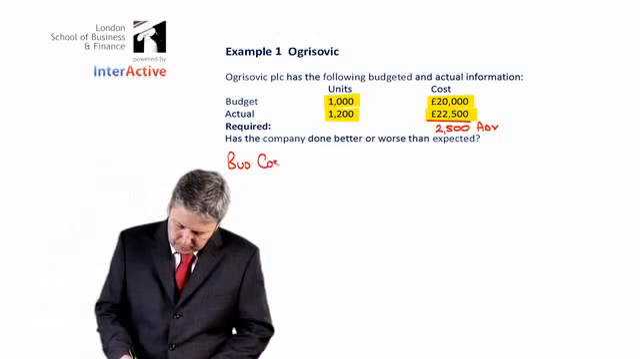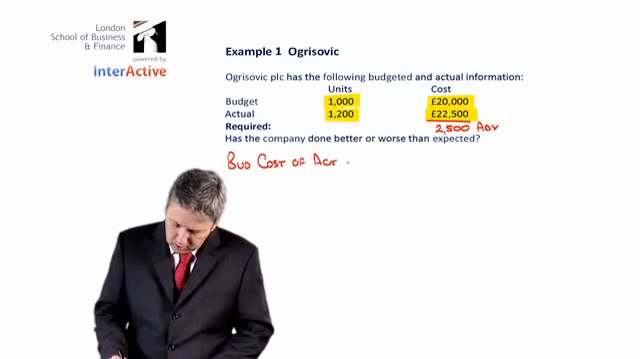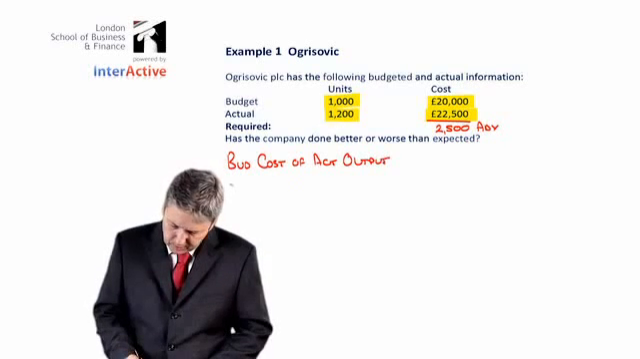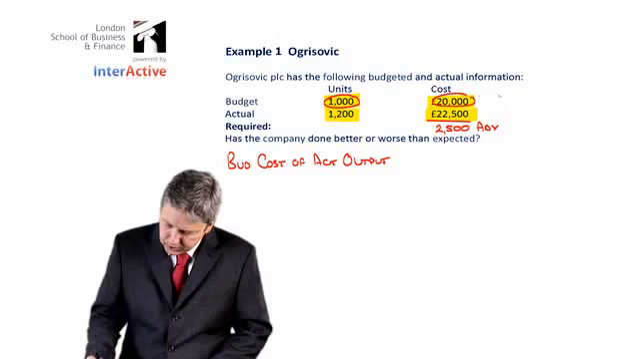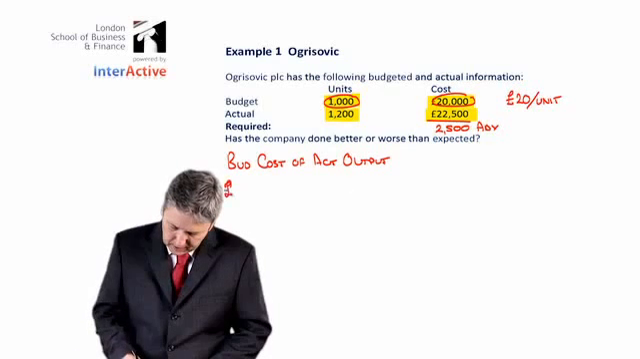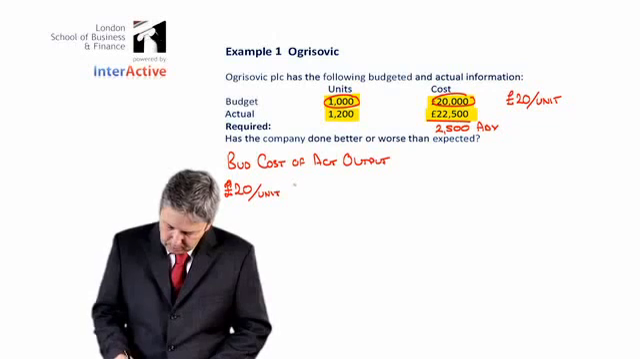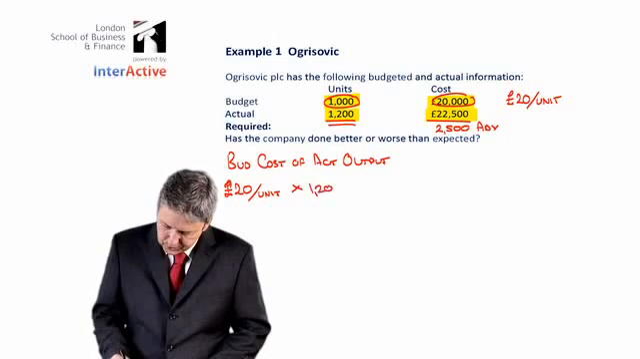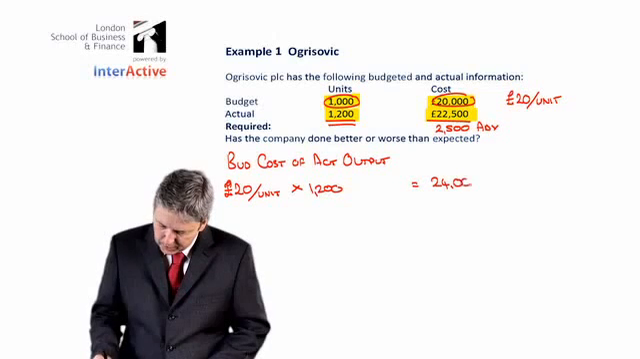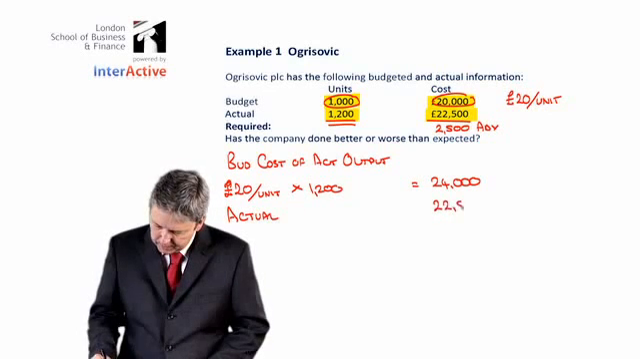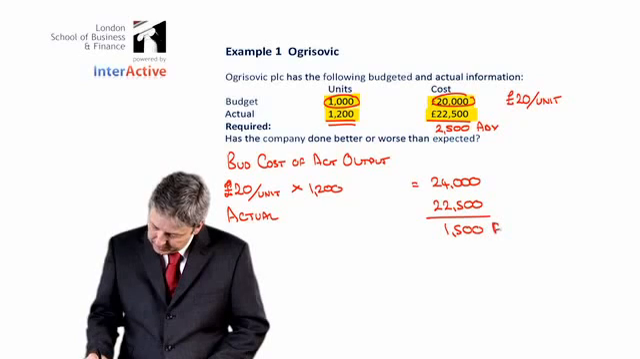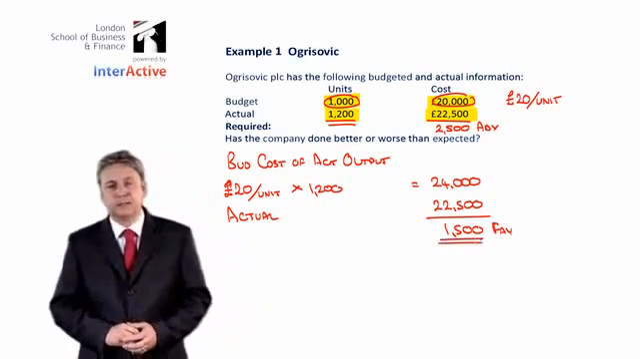We could say, well, hold on, the budgeted cost of actual output is going to be, if we divide the budget 1,000 units into the cost, what we end up with is £20 per unit. And so what we could do is take that £20 per unit, multiply by the actual units, 1,200, and say that we expect to spend 24,000. If I compare that to the actual of 22,500, we have a difference of 1,500, and what's that? That's favourable, that's good. Yeah? We've spent less than we expected.